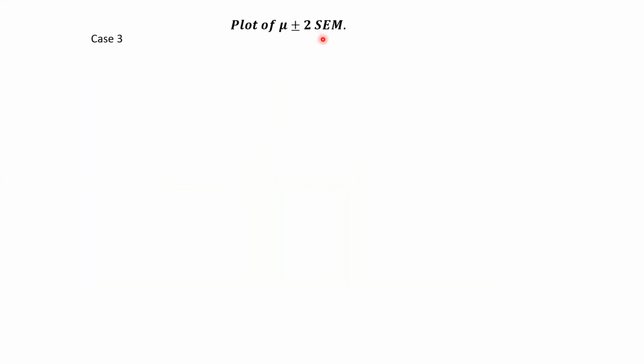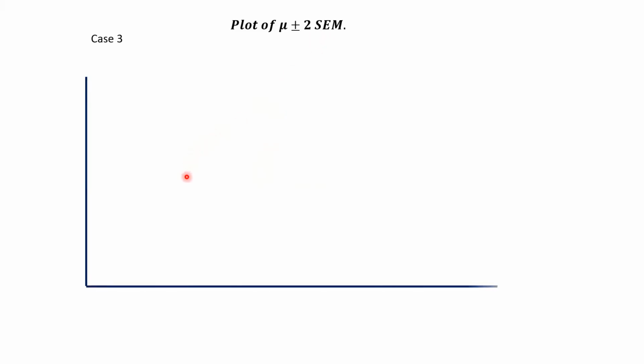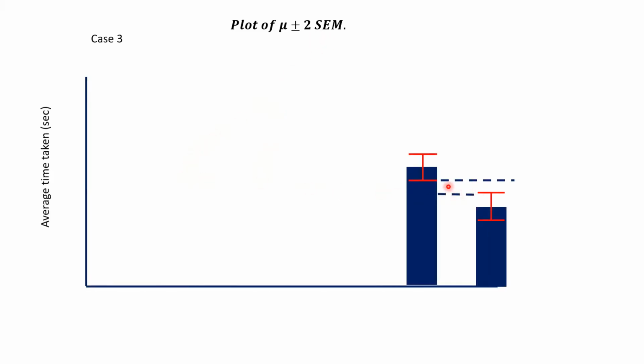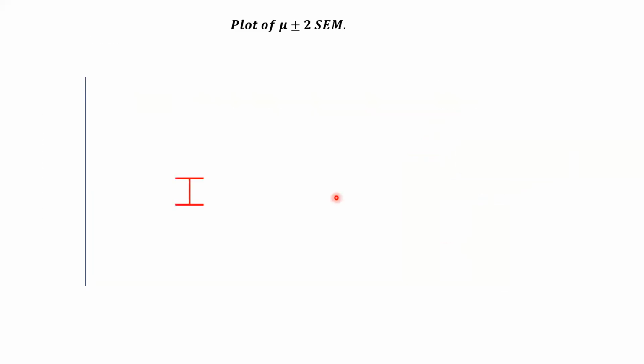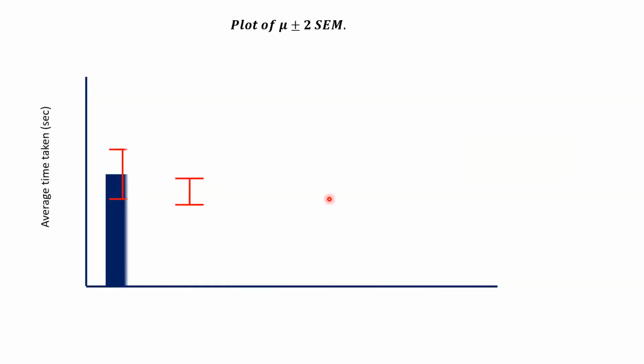Plot of mean plus 2 times standard error of the mean. See here, this is not at all overlapping. This is separate here. There is a gap here. The yellow rectangle shows the gap here. Therefore, if the error bars do not overlap at all, there is a strong evidence that there is a difference between these two populations. This is different, this is different. They are not the same person, right? We will see the summary here.